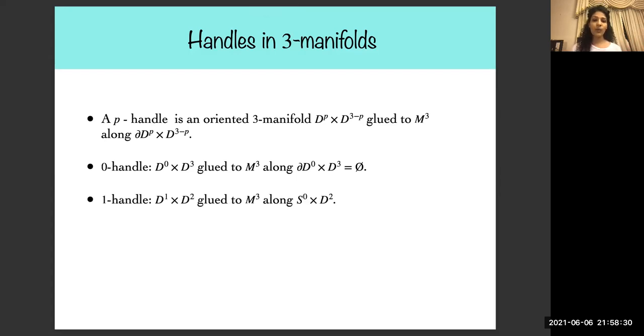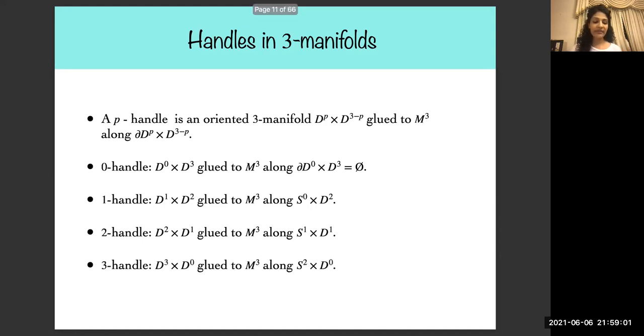A one handle is one copy of D^1 times D^2 glued to the oriented three-manifold along the boundary, which is S^0 times D^2. So you can think of a one handle as a cylinder which is glued to M3 along the two disk boundaries. A two handle is one copy of D^2 times D^1, which you glue to M3 along the boundary, which is S^1 times D^1. So you can think of this as a plate or a cup, which you glue to M3 along the annular boundary portion. And then finally, a three handle is a three-ball, which you glue to M3 along the boundary sphere. So you can think of this as capping off a hole in the three-manifold.